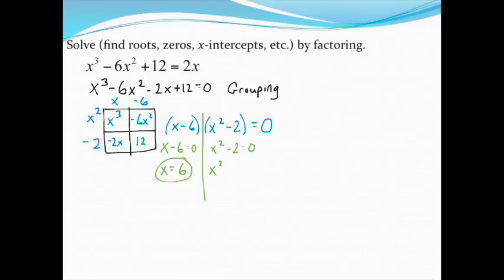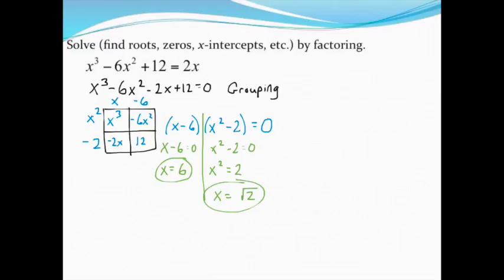I'm going to add 2 to both sides, so x squared equals 2, and then I need to take a square root. Now, the square root of 2 is not rational. I've never wanted decimals. I still don't want decimals, so leave it the square root of 2. Simplify it if you can. We can't simplify the square root of 2. So we get 2 answers.